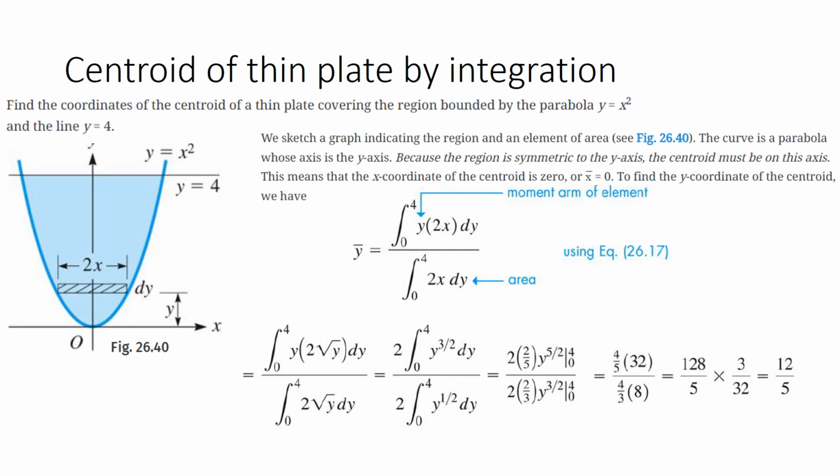So the plate is defined by the formula y equals x squared, and it goes all the way from y equals 0 all the way to y equals 4. How can I find the center of mass of this object?